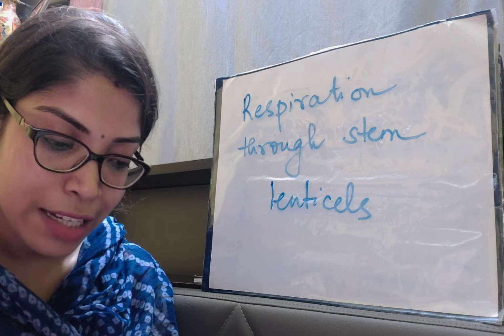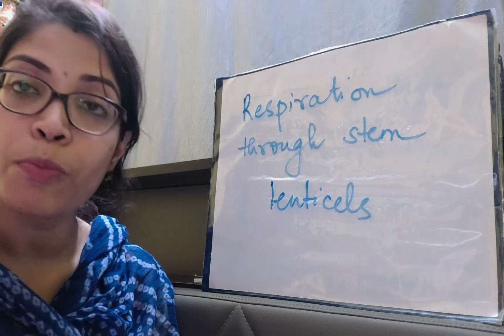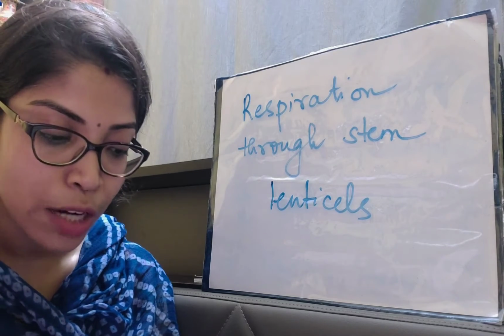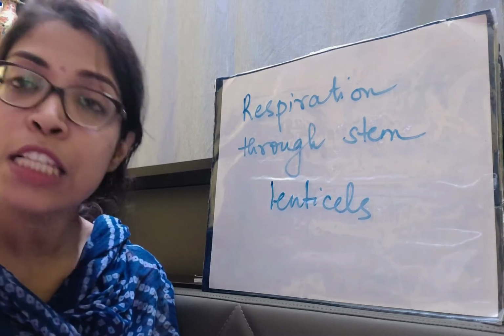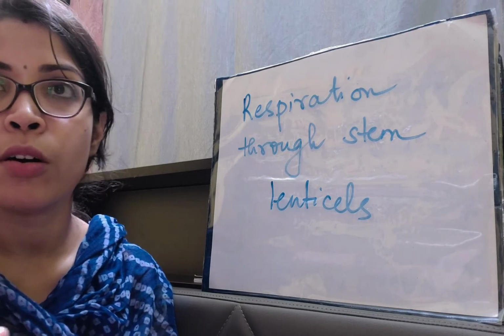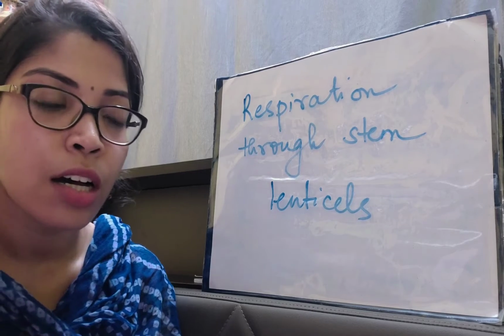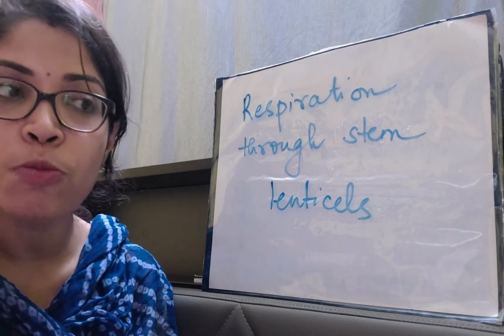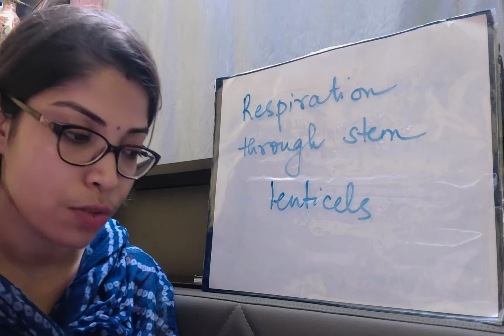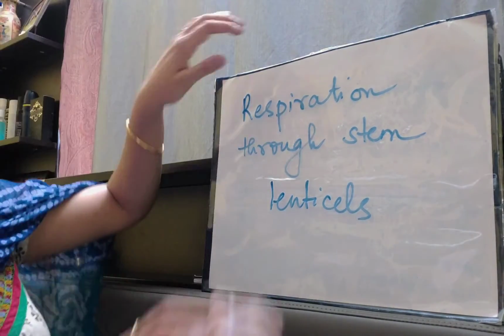At the base of the lenticels are loosely arranged cells that allow the diffused gases to pass through the stem. So lenticels in this way help in the exchange of carbon dioxide and oxygen between the plant and the atmosphere. Now let's talk about the respiration through roots.